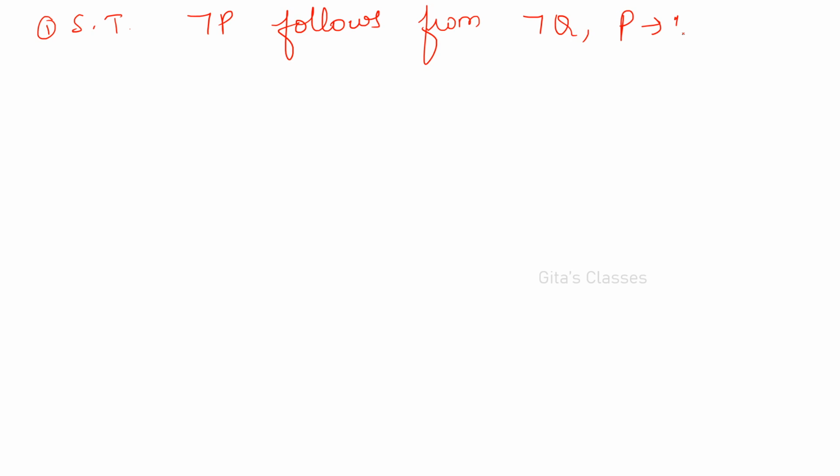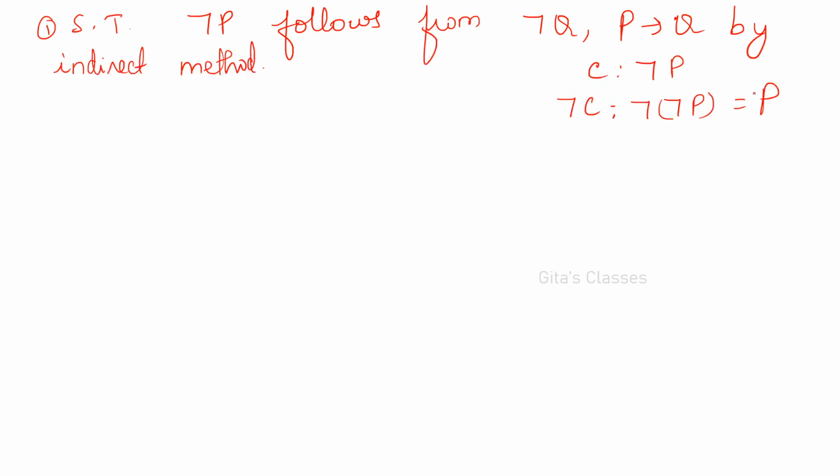Show that not P follows from not Q, comma P conditional Q, by the indirect method. If it is mentioned that it is the indirect method, you have to follow that only. Otherwise, it may be easy to get it. Okay. So first one, now what is our conclusion? Given conclusion is not P, right? But I want the negation of C, that is negation of P, which is P. Now P is our new premise, right?